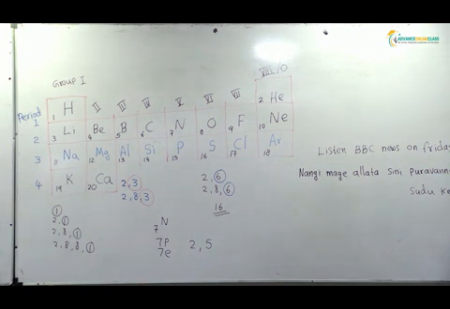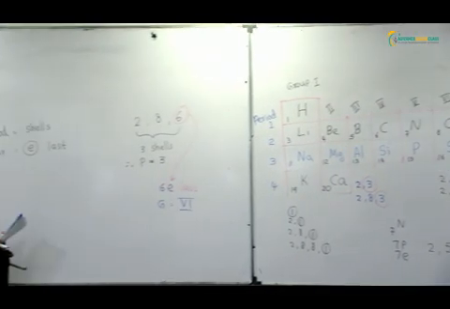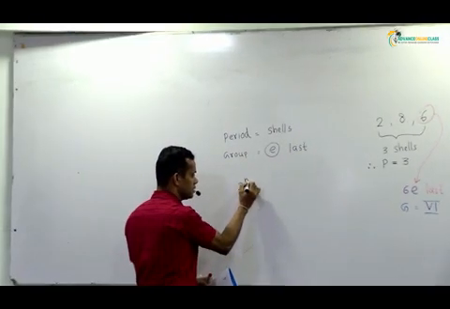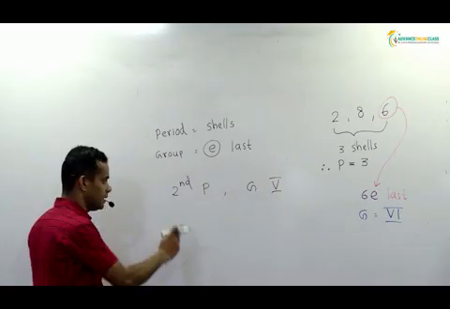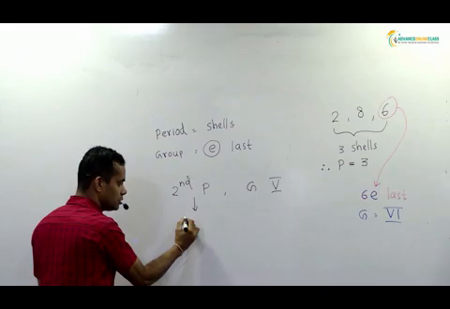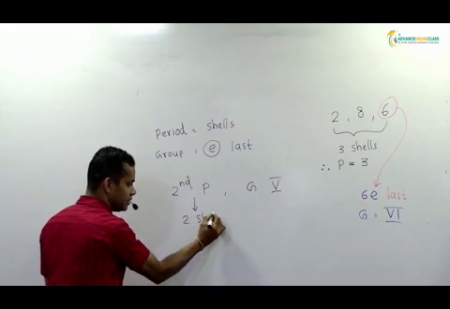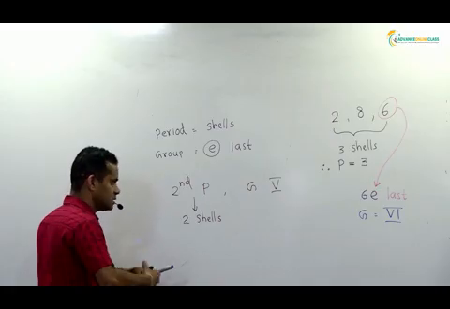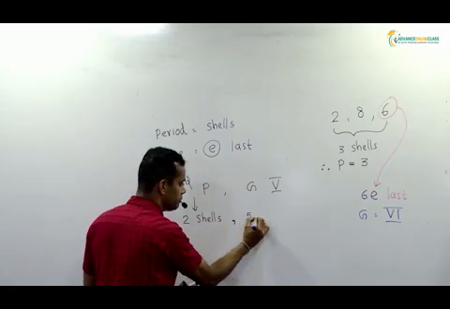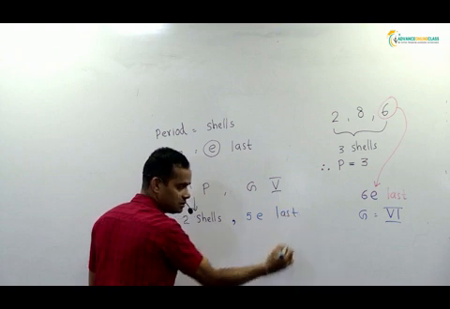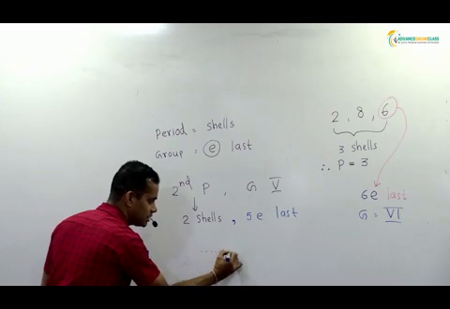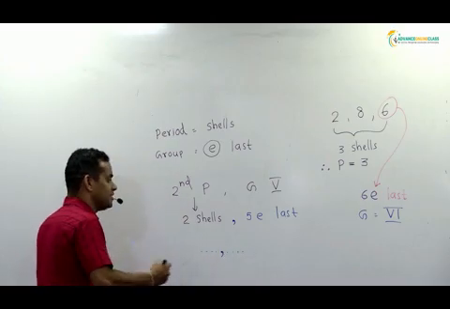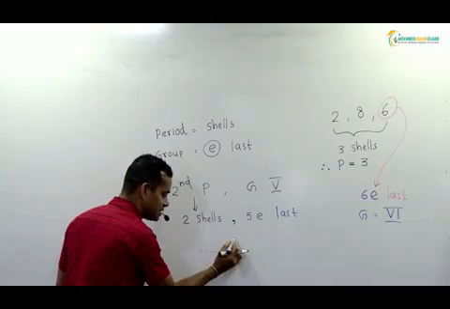Our method is this. Once again, period is shells, group is last electrons. Second period, group 5. Second period means what? 2 shells should be there. Yes or no? Yes. Group 5 means there should be 5 electrons last. Yes or no? Yes. 2 shells, this is the first shell, this is the second shell. The last shell has 5 electrons.